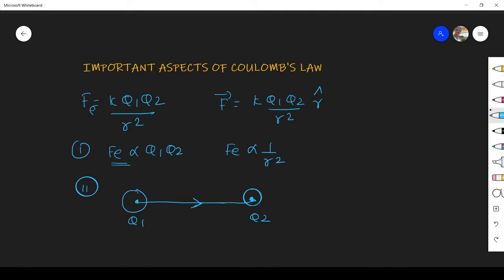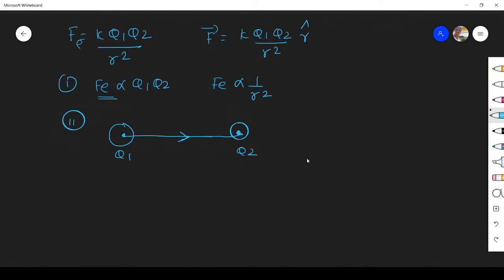So let us assume that charge 1 exerts force on charge 2. That means charge 1 applies force on charge 2. You have to write this symbol for that: 1 is applying force on 2. That is given by the same K into Q1 Q2 by R squared. But since 1 is applying force on 2, the distance between 1 and 2 gives R12 square, and the unit vector is R12 cap.